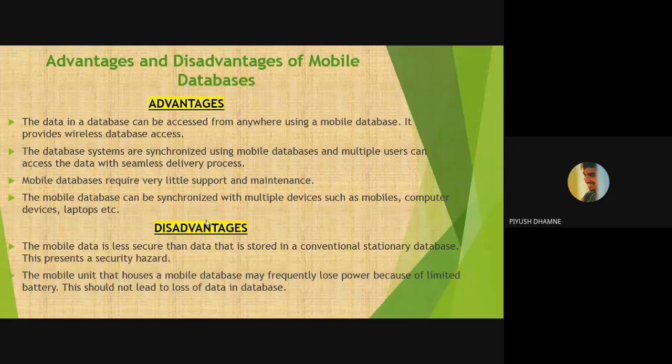There are certain disadvantages. The mobile data is less secure than data that is stored in a conventional stationary database. This presents a security hazard. The mobile unit that houses a mobile database may frequently lose power because of limited battery. This should not lead to loss of data in the database.